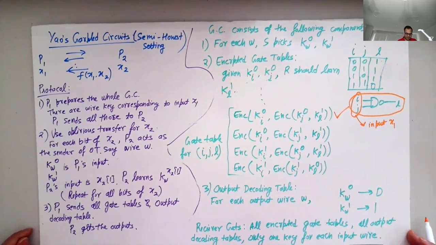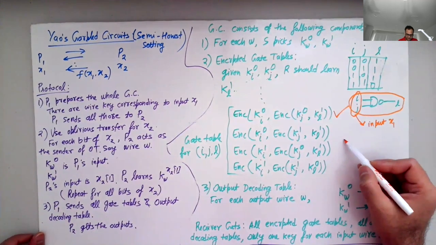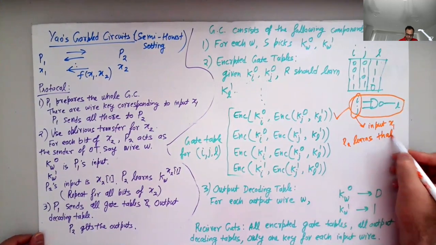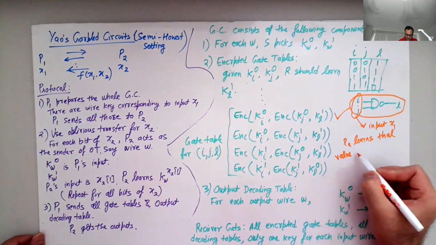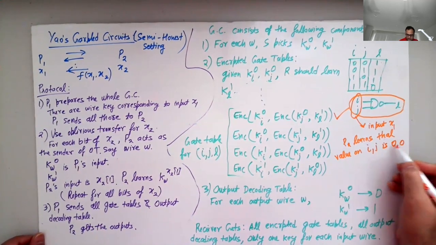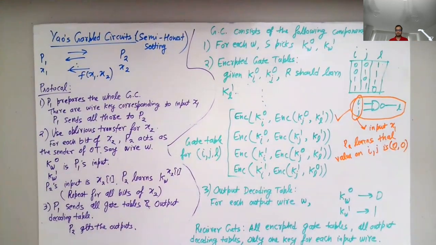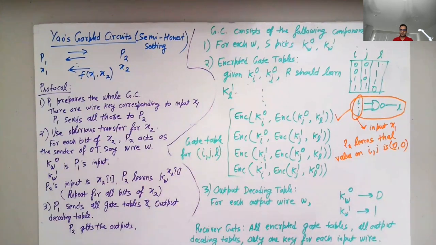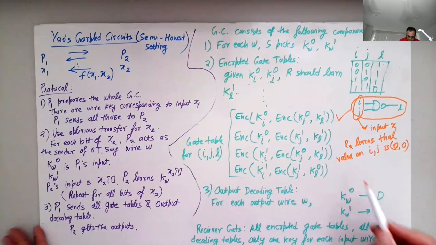If P2 is successful in decrypting the first entry, then P2 learns that the value on I comma J is 0 comma 0, and hence the value on L is 1. Right, so this is the first problem. P2 should not learn whether the given key corresponds to 0 or 1. So that's something we need to make sure.